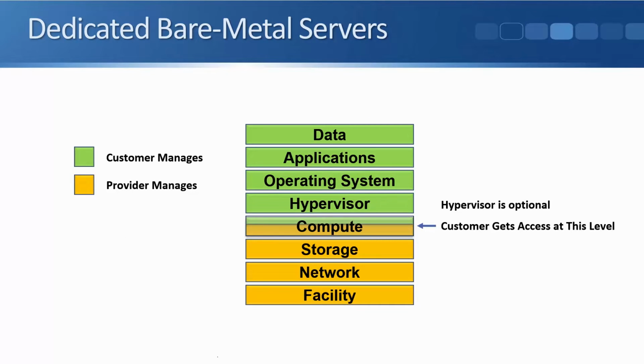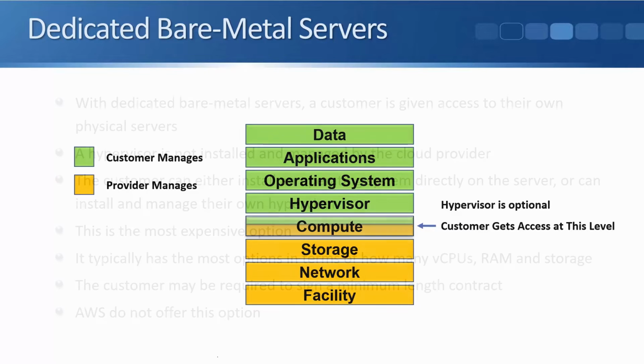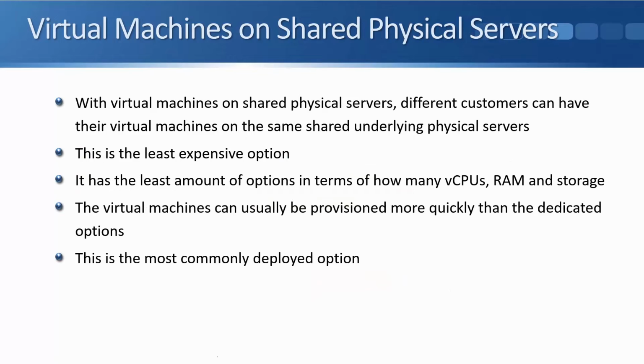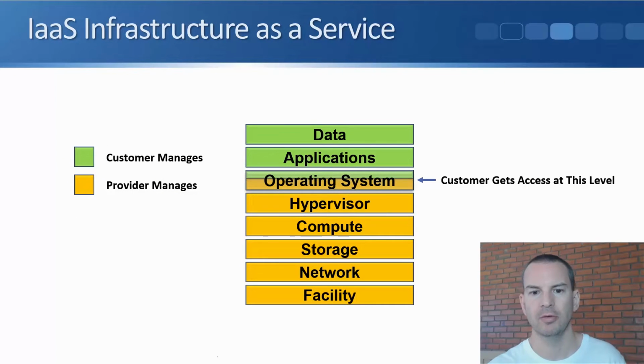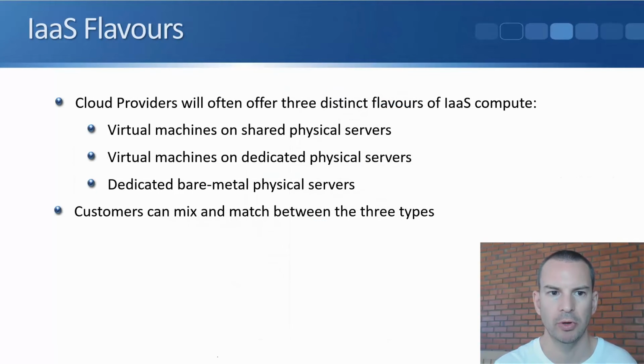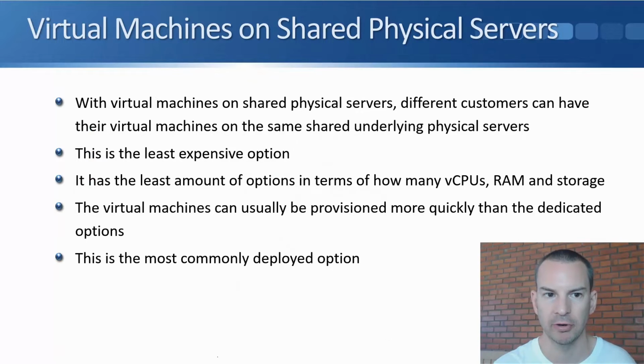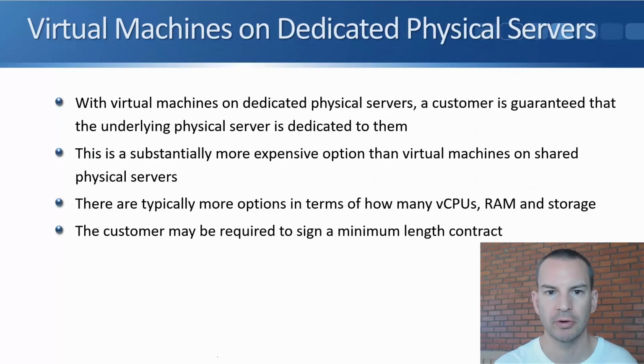So looking at the data center stack, where the customer gets in is different if they're using dedicated bare metal servers. Let's quickly have a look back at how it works with virtual machines. With virtual machines, the provider is going to look after everything up to the operating system level. Then the customer gets in at the operating system level at the desktop, and they can do whatever they want from there. That is how it works with the first two IaaS flavors, the virtual machines on shared physical servers or virtual machines on dedicated physical servers.